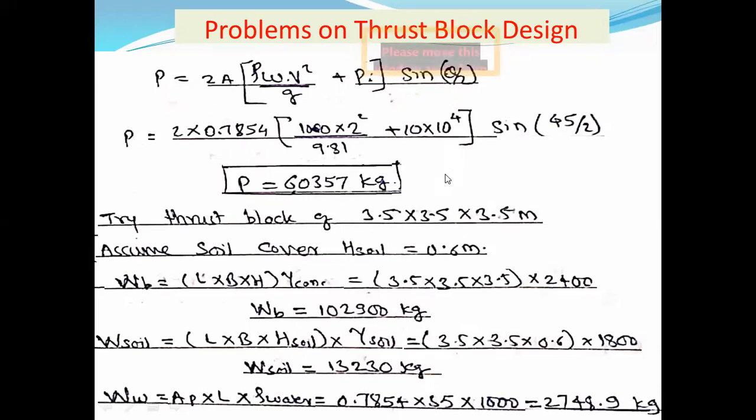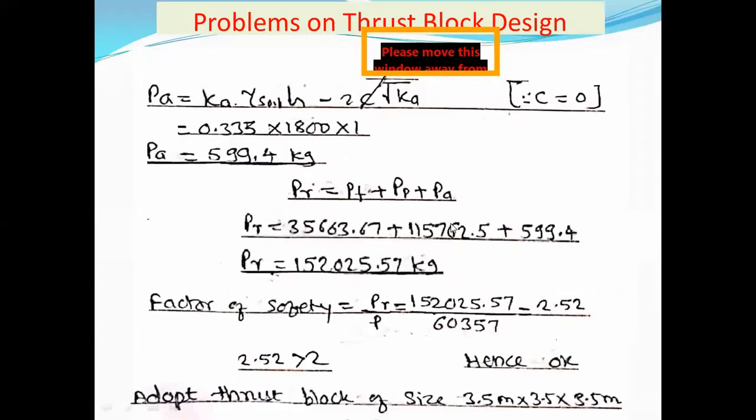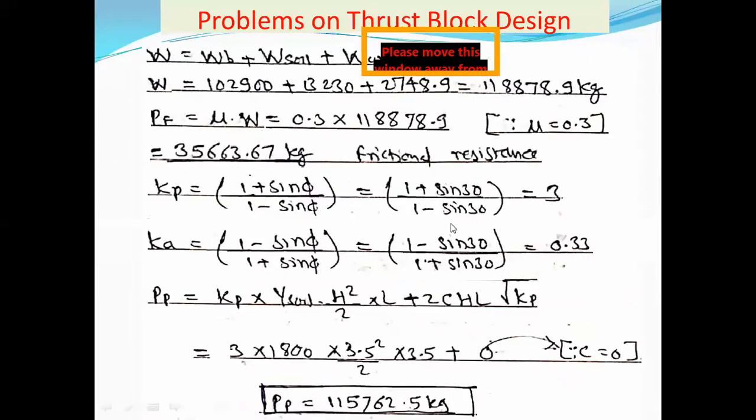So whether that value of mu is given in the problem, that is coefficient of friction. It is not given, so you can assume there the value of mu as 0.3. Okay, take mu is equal to 0.3 and multiply it to get the frictional resistance, and it is coming 35,663.67 kg.